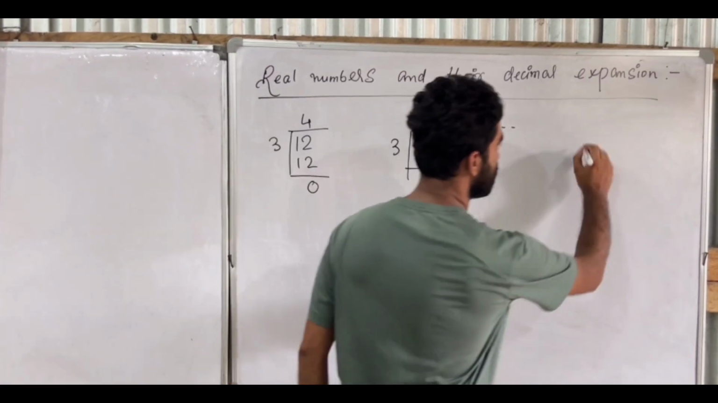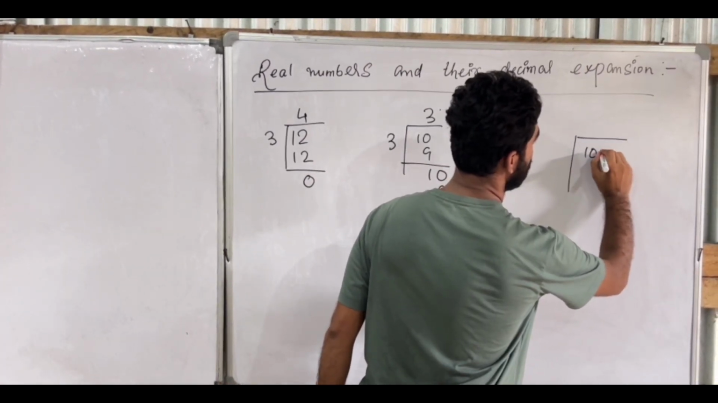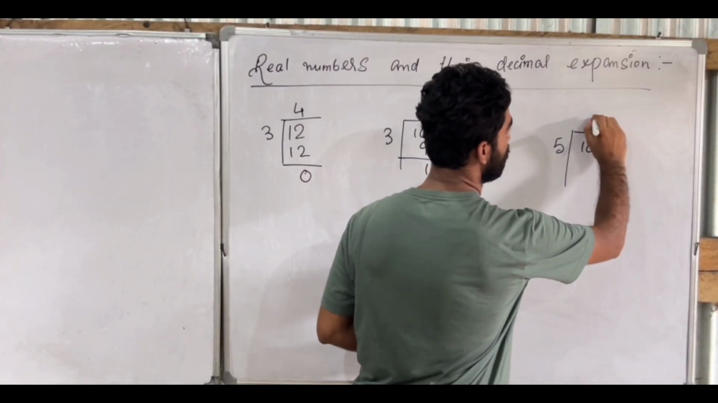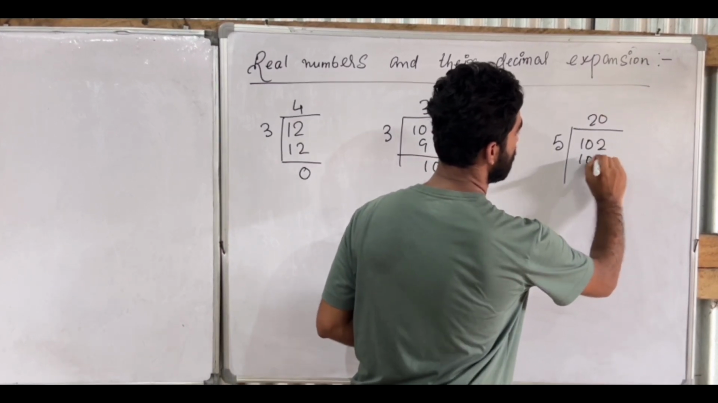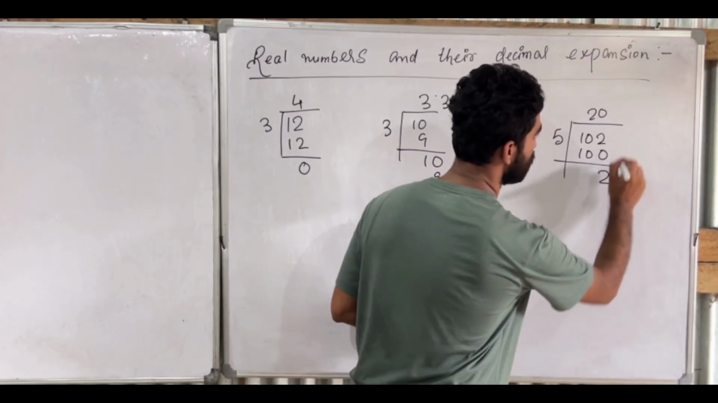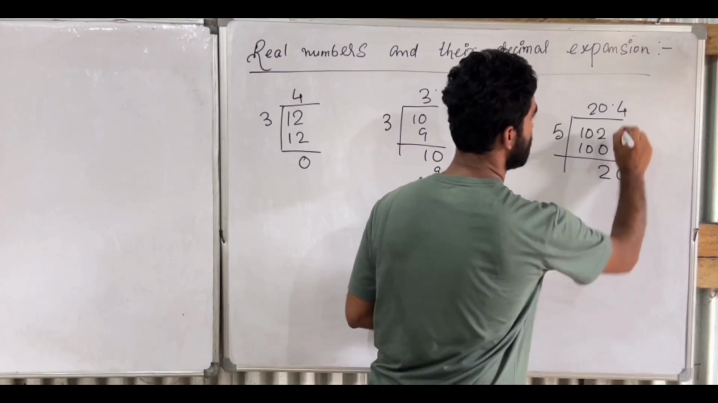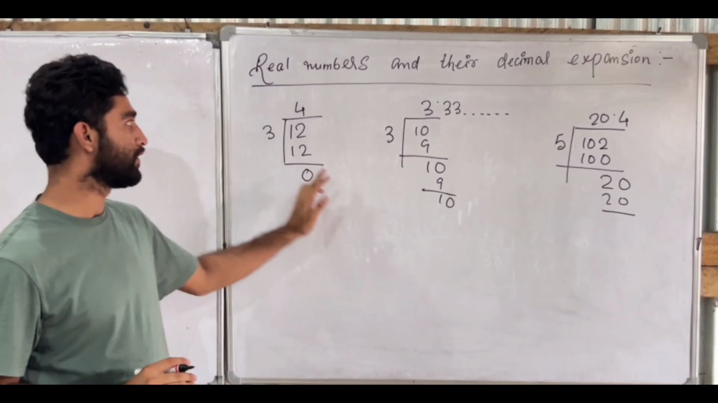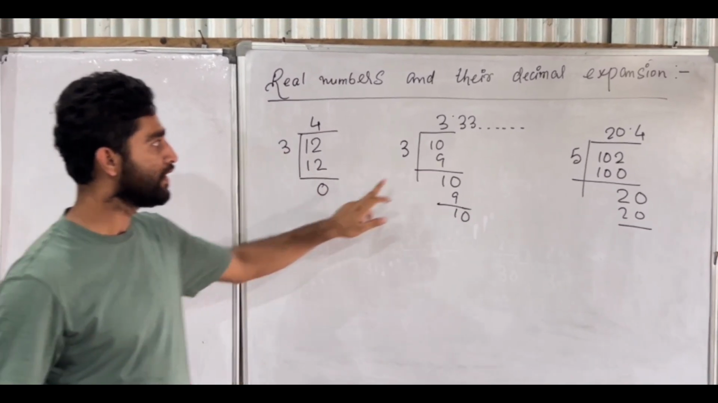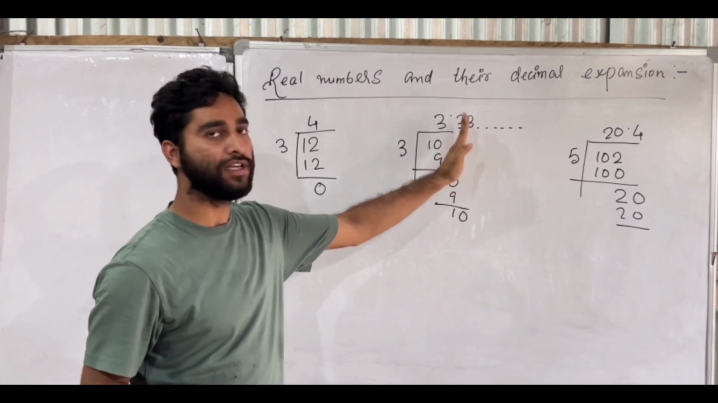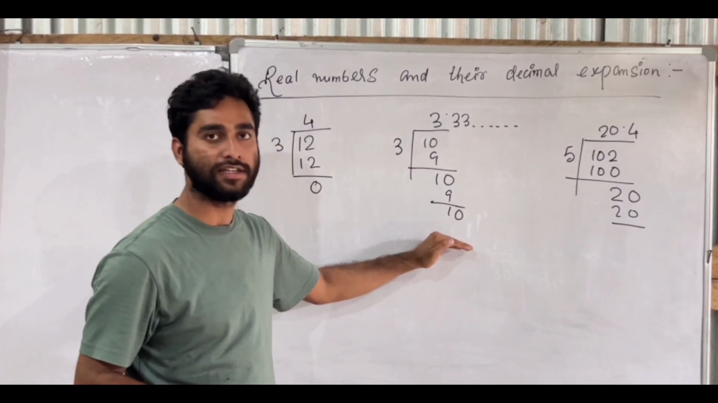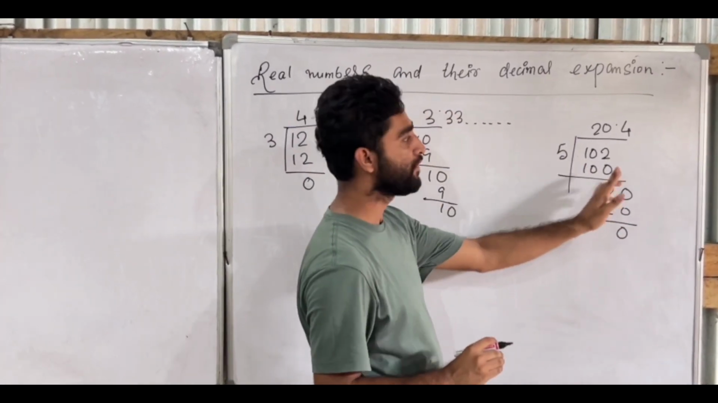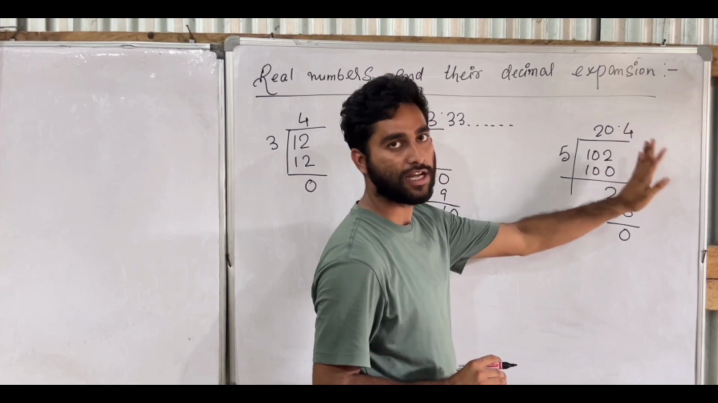Now let's suppose I divide 102 by 5. 5 20s are 100, isn't it? Now 2, decimal point 0. 5 4s are 20. Now here I have done three types of division. Here I got the remainder 0. Here I got, after the decimal point, the digits repeating, and I will never get the remainder 0. In this case also I got the remainder 0, and after the decimal point the digits terminate.